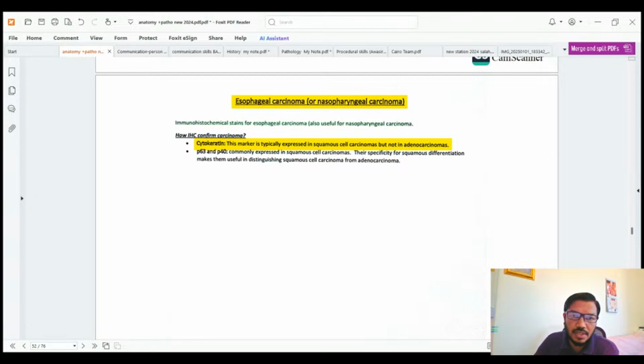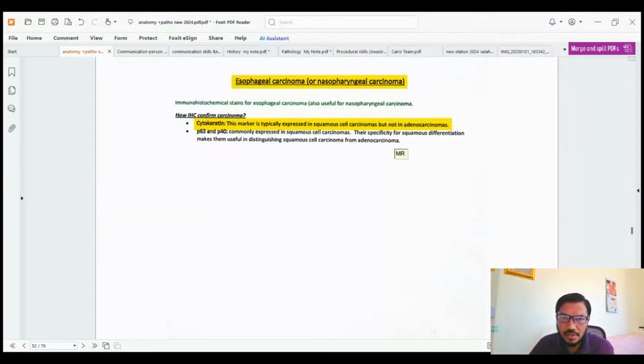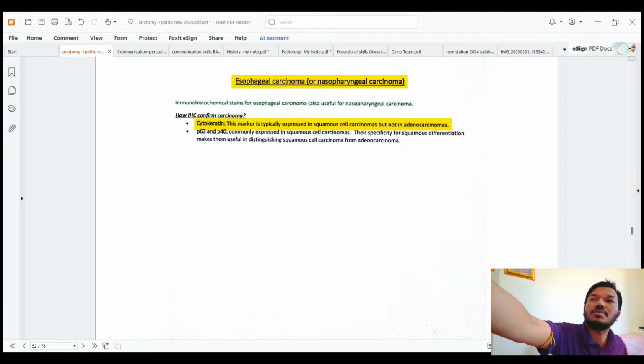Now, esophageal carcinoma or nasopharyngeal carcinoma. Immunohistochemical stains for esophageal carcinoma are also useful for nasopharyngeal carcinoma. How does immunohistochemistry confirm carcinoma?